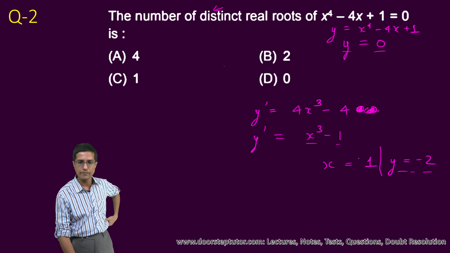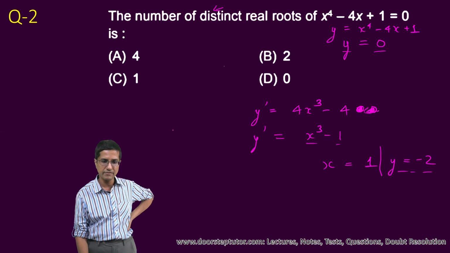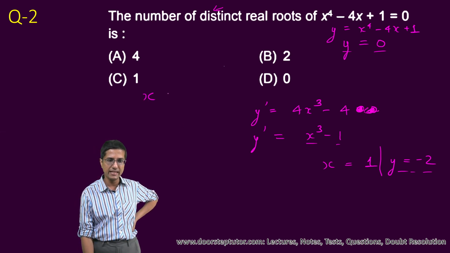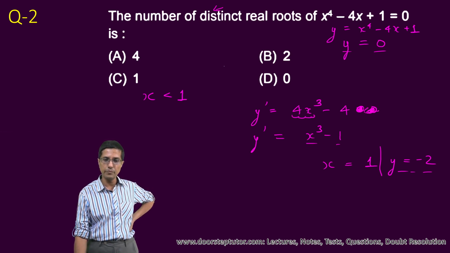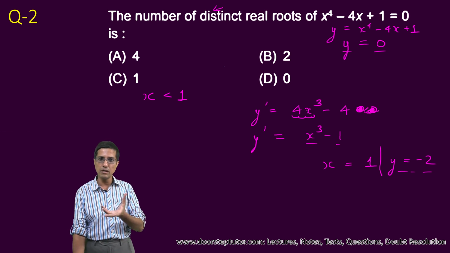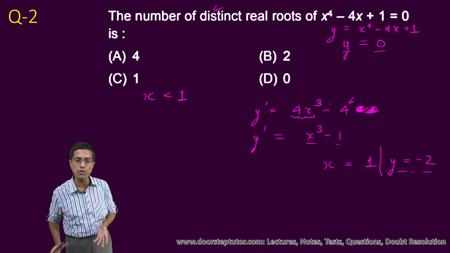Now when x is less than 1, this term would be smaller than 4, and this term would be more dominant, and so the slope would become negative all through.